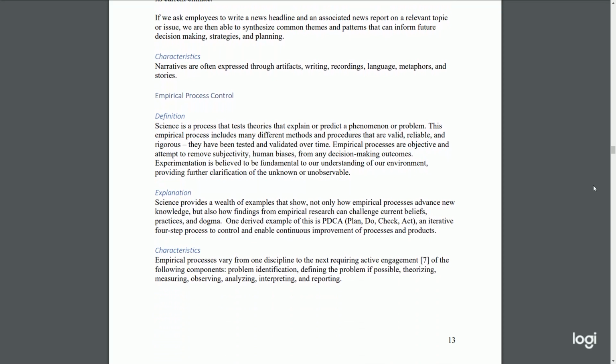Characteristics. Empirical processes vary from one discipline to the next, requiring active engagement of the following components: problem identification, defining the problem if possible, theorizing, measuring, observing, analyzing, interpreting, and reporting.